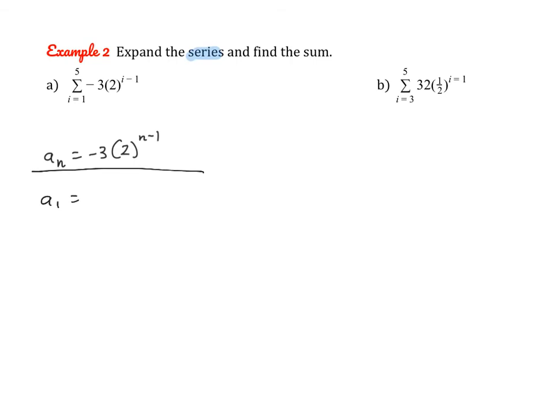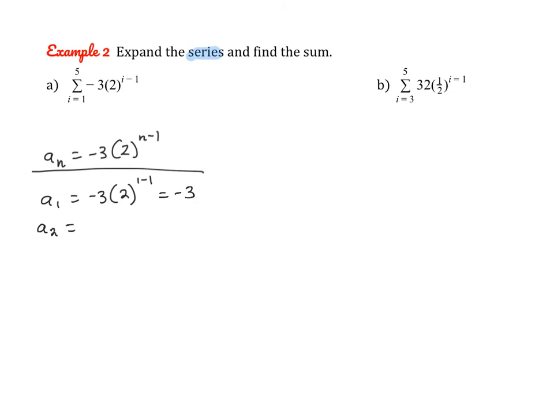We're going to expand it out. So we do -3 times 2 to the power of 1 minus 1. So 2 to the power of 0, any number to the power of 0 is 1. Again, any number to the power of 0 is equal to 1. 1 times -3 is -3.